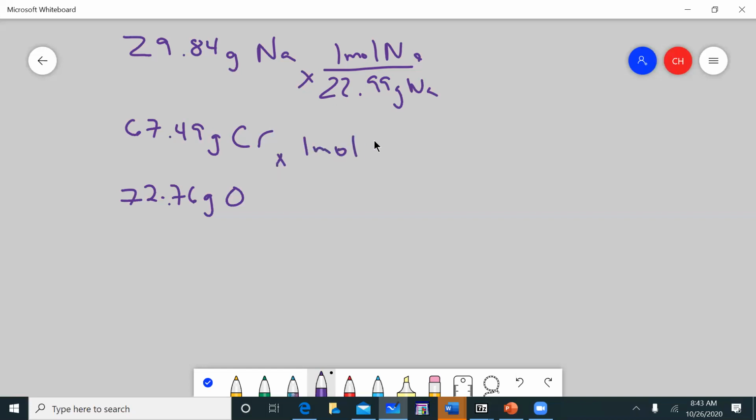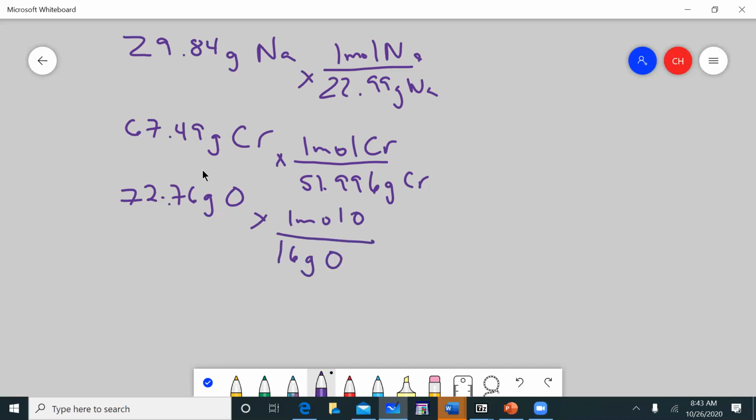Chromium is 51.996. I'm going to go with 3 on that one, chromium. And then this one's a little bit smushed up here, but 1 mole of oxygen is 16 grams of oxygen. This is 2 separate components.